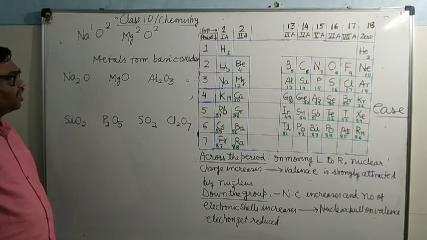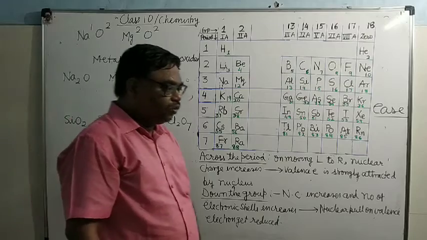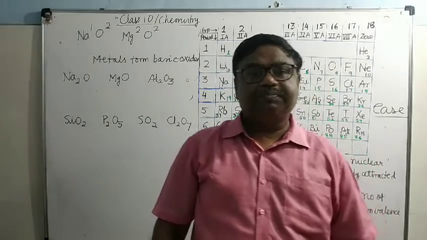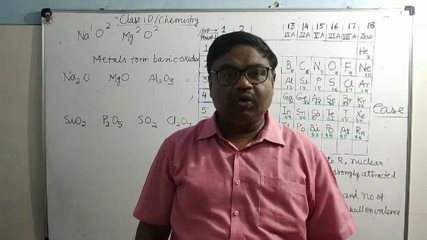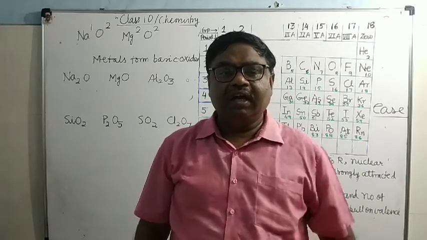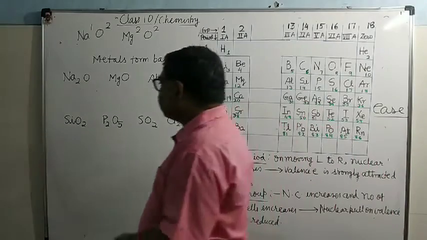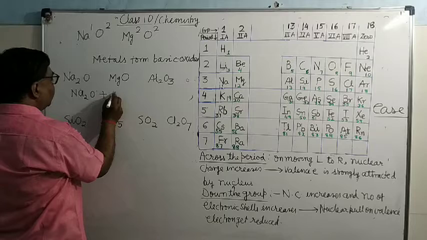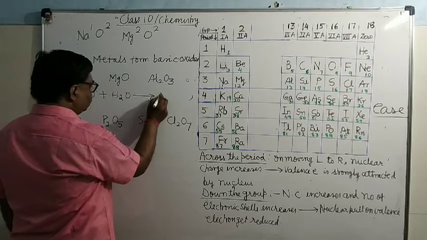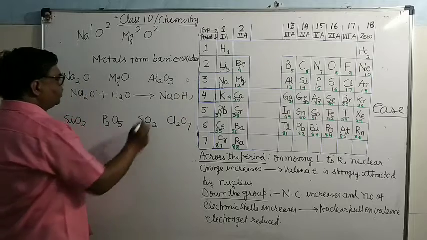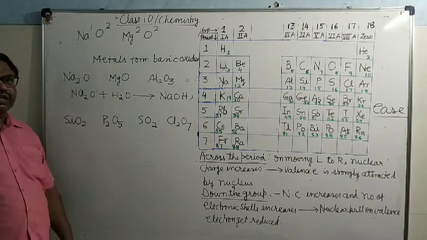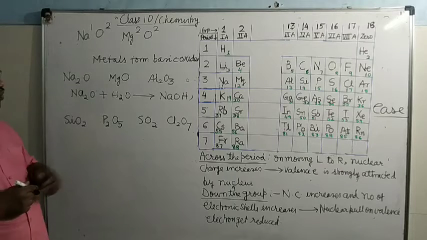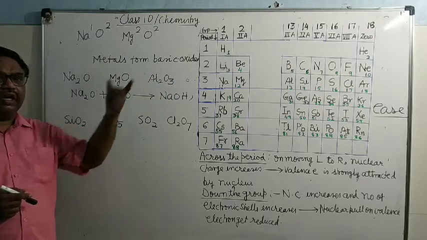Here, metal oxides are basic oxides. Basic oxides, just now I told, when they are dissolved into water, what will happen? They will form their respective alkalis. And when they react with the acid, what will happen? They will form salt and water. For example, Na2O, when dissolved into water, will form NaOH. This equation is not balanced, you can balance it. Similarly, MgO, when dissolved into water, will form its alkali, Mg(OH)2.